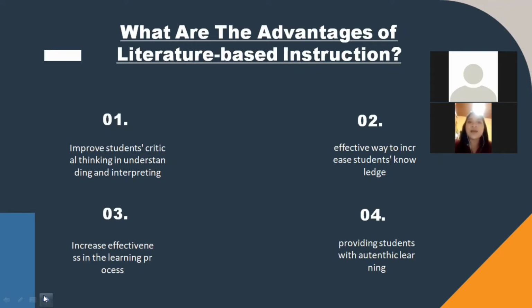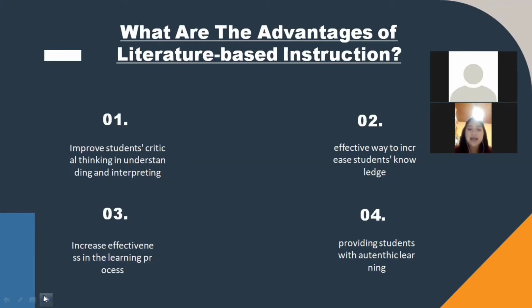And the second one is an effective way to increase students' knowledge. We know that the more we read, the more knowledge we get, because we can get knowledge from books, from many literature, even though it is such as narrative text.